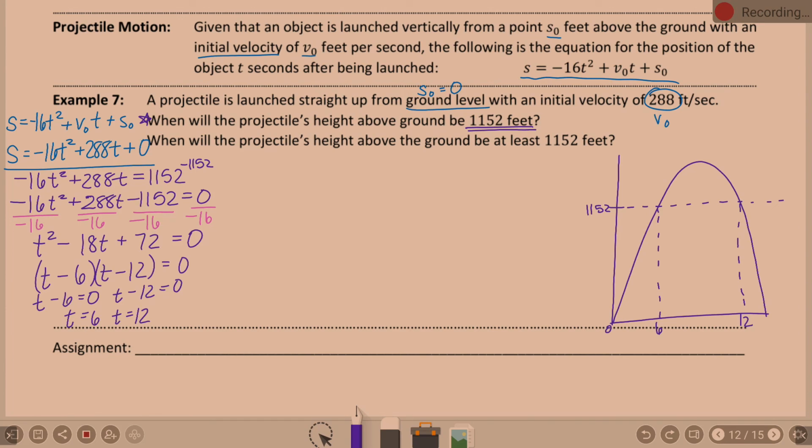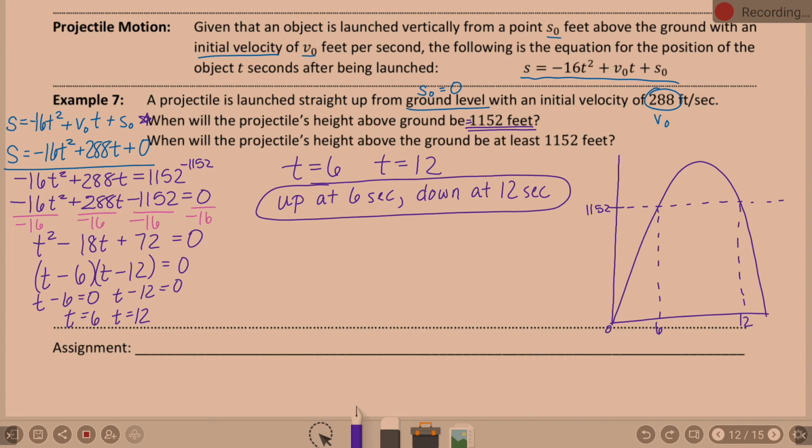Now, officially, the first question, we have our t equals 6 and t equals 12. When will the projectile's height above ground be 1,152 feet? 6 and 12, because it's on its way up at 6 seconds, and then it's on its way down at 12 seconds. So that answers the first question.